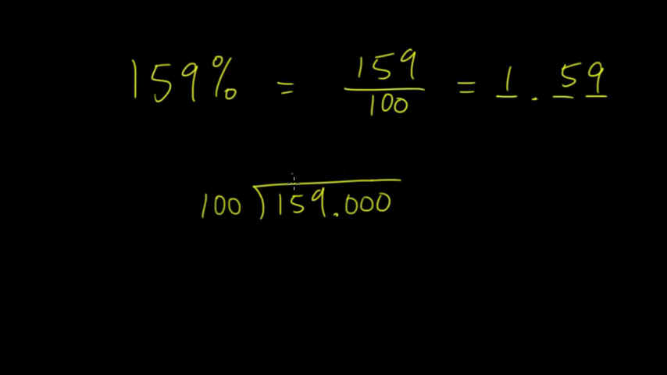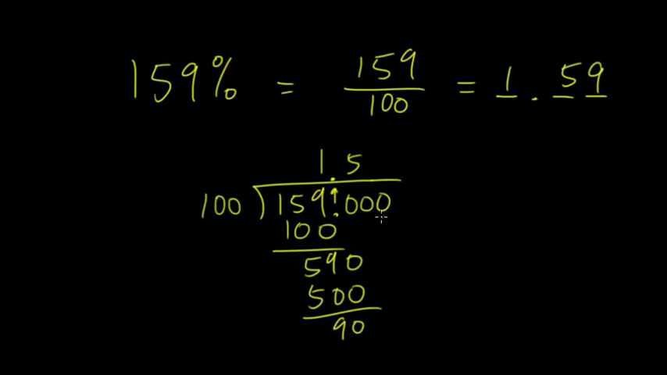And 100 goes into 159. It just goes in one time. And then you can find the remainder. So 59, you carry down a 0 here. So that means the decimal has to go up. And 100 goes into 590. It goes into that 5 times. Find the remainder, which is 90. You carry down another 0. And 100 goes into 900 9 whole times. So you would stop after that because the remainder is 0.